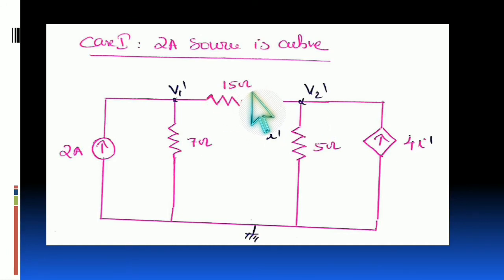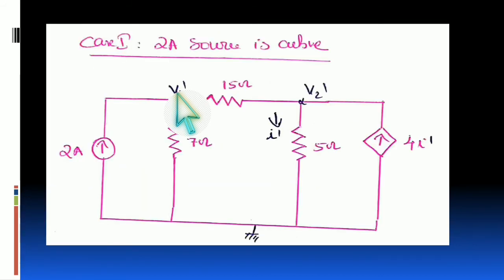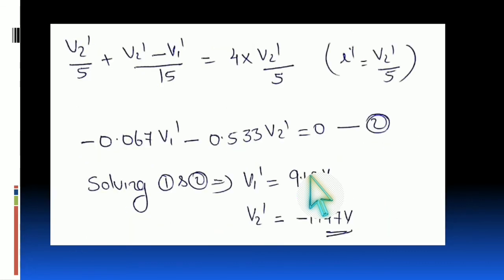The current through this 15 ohm from V2 dash to V1 dash can be written as V2 dash minus V1 dash by 15. Let us now focus on I dash. I dash is the current through this 5 ohm from V2 dash to the reference node, so it can be written as V2 dash by 5. I dash is equal to V2 dash by 5.